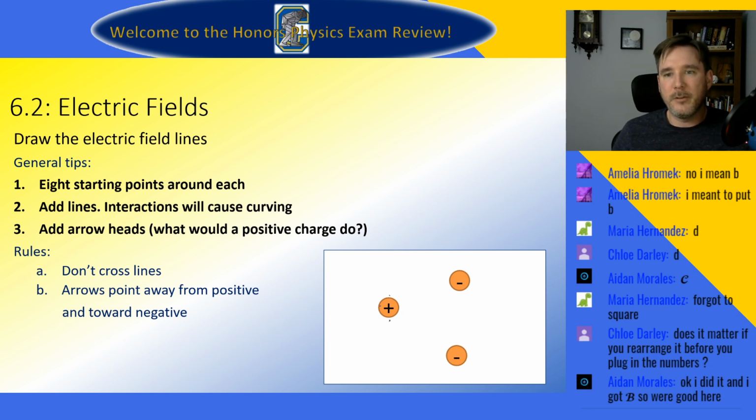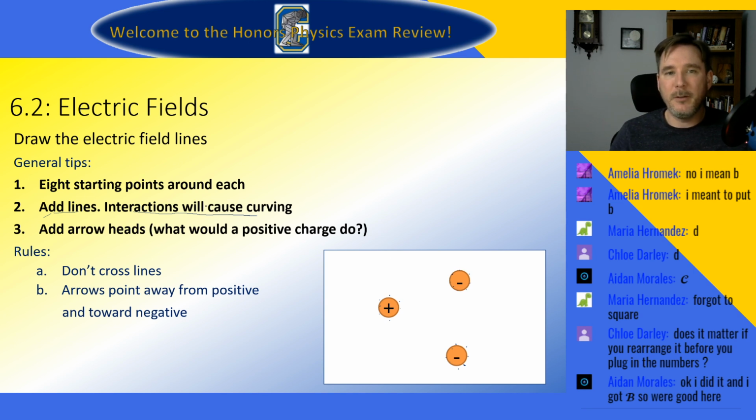Now, these are just general tips. I'm not going to be looking for the fact that you start with 8 starting points around each one. It's just that 8 is a good number because it tends to fill the page, and it gives you a place to start. Remember that when you draw your lines, start from a point and head directly away from the charge you're starting at. Then you add your lines, and any interaction is going to cause curving, either toward or away. And then add the arrowheads.